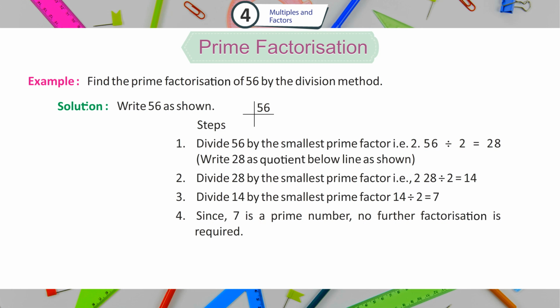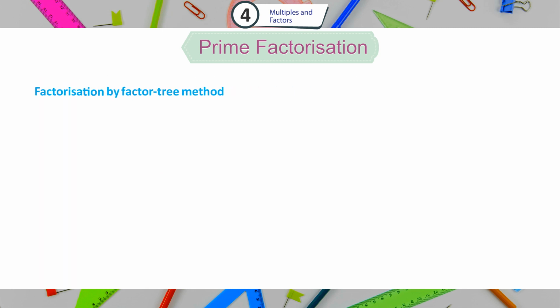3. Divide 14 by the smallest prime factor: 14 divided by 2 is equal to 7. 4. Since 7 is a prime factor, no further factorization is required. Thus, the prime factorization of 56 is 2 into 2 into 2 into 7.